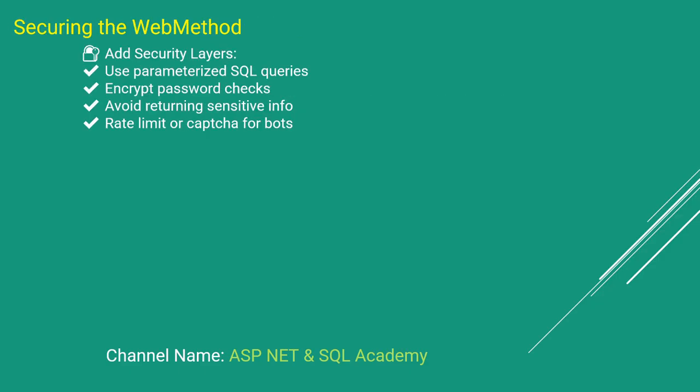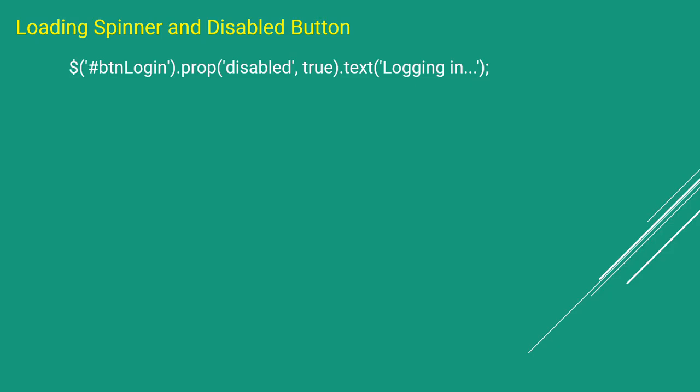For production apps, protect your login method with secure password handling, encrypted storage, and validation logic to prevent brute force attacks. To improve UX, disable the login button and show a spinner or message during login processing. Re-enable it based on the response.